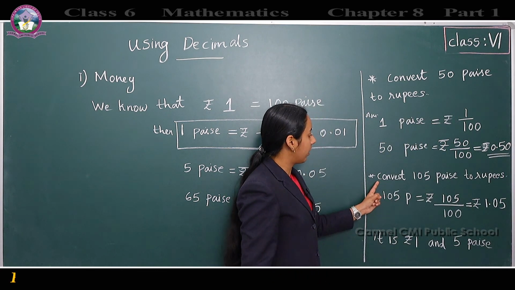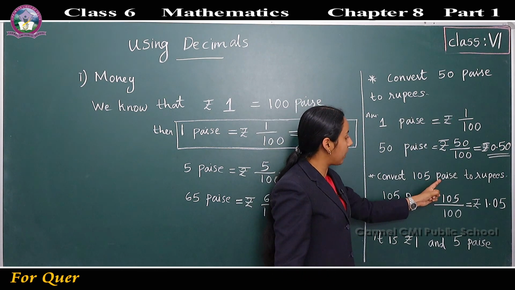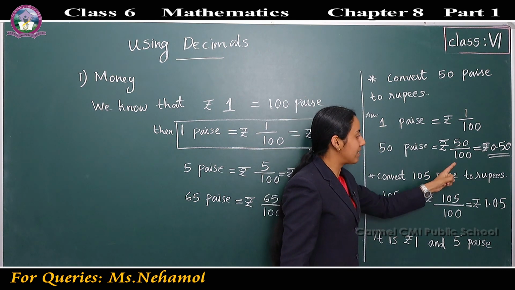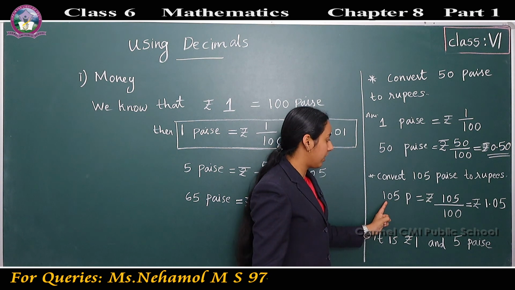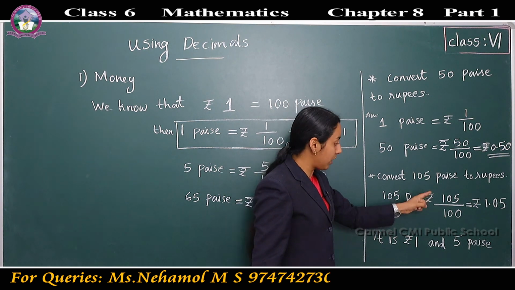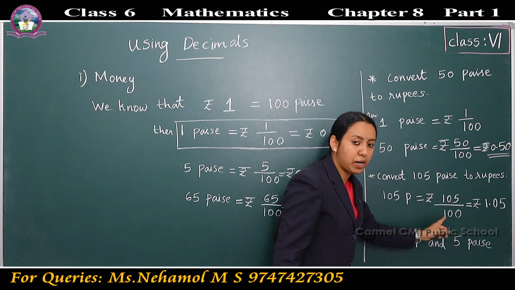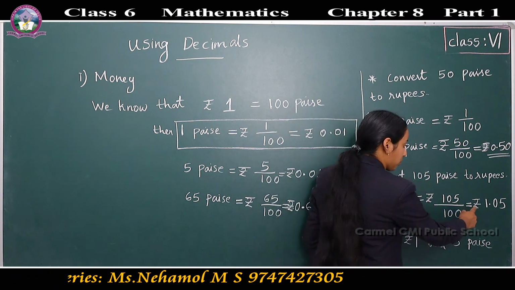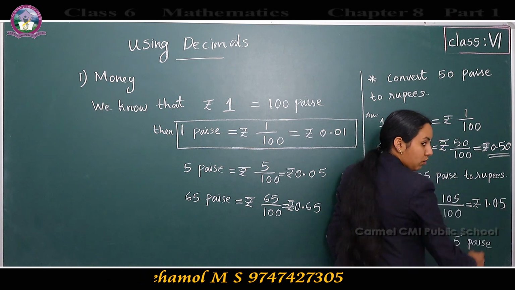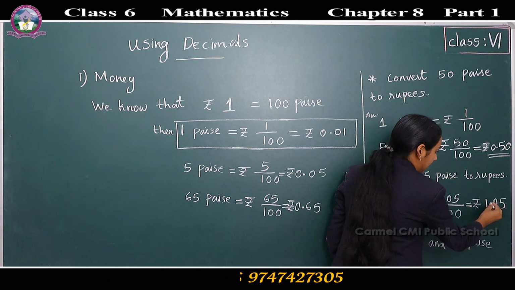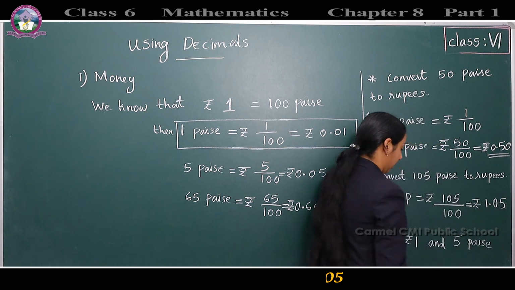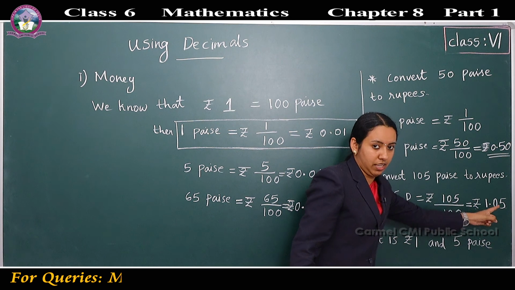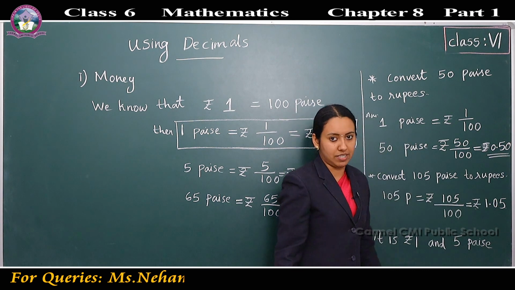Next one, convert 105 paise to rupees. 105 paise equals rupees 105 divided by 100. That is equal to rupees 1.05. 2 zeros, 2 decimal places. And that is rupees 1 and 5 paise.